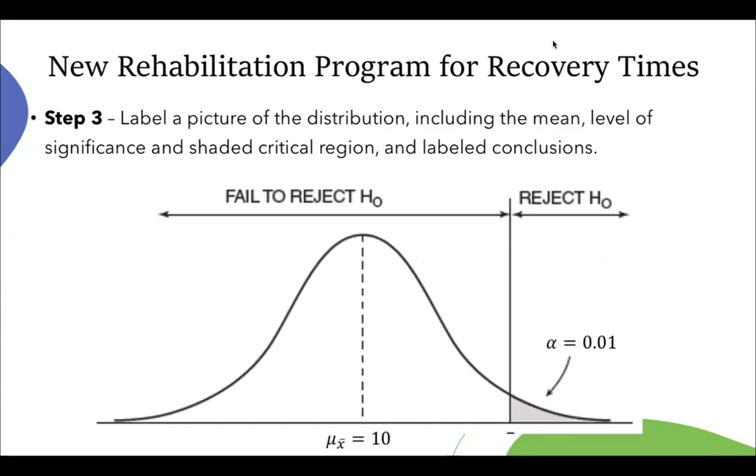So we make our bell-shaped t-distribution. In the center, we have our population mean, status quo, 10 weeks for recovery. And on the far right, we shade in 1% of the upper tail of this distribution, and that is the rejection region. And everything else is the fail to reject region.